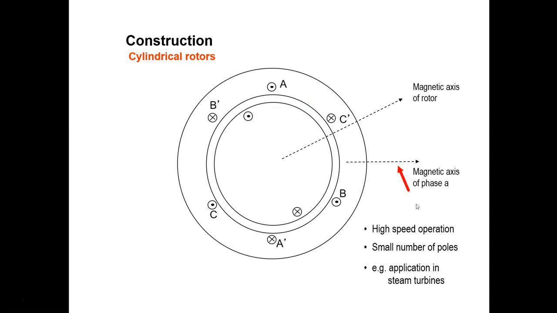This is the magnetic axis of phase A, and this is the magnetic axis of the rotor. The windings on the rotor are normally distributed. When the rotor is excited with a DC current and it is rotating, then we have an electromagnet which is rotating around the stator. Typically, cylindrical rotor synchronous machines operate at relatively higher speed compared to the salient pole rotors. They have a relatively smaller number of poles, and a good example would be the applications in steam turbine power stations, where the rotation is very high.